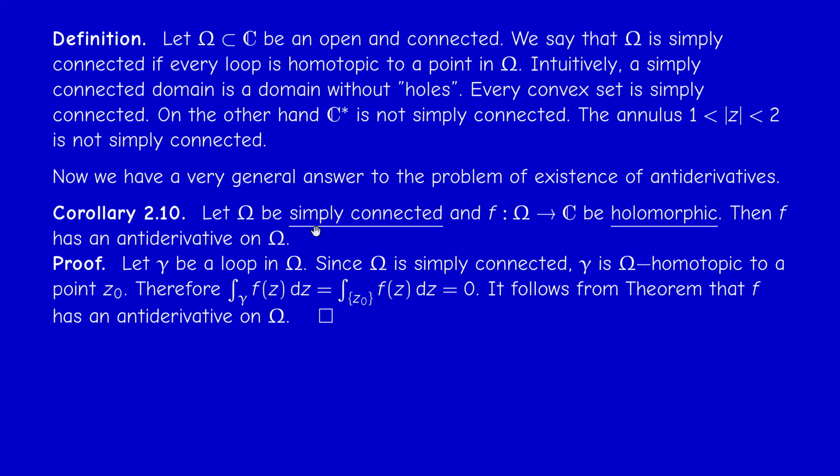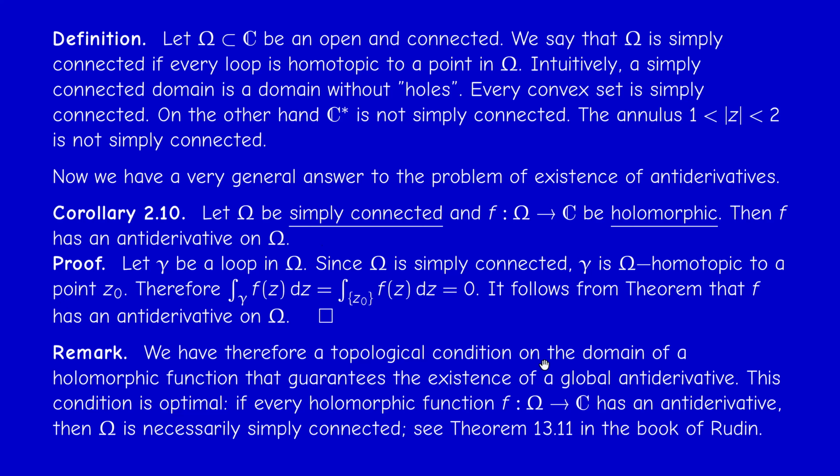In some sense, this is an optimal result. Why? Because there is a difficult converse to this. You can find this result in the book of Rudin, theorem 13.11. If every holomorphic function on omega has an antiderivative, then omega is necessarily simply connected. So in some sense, this is the best topological condition that we can put on a domain in order to ensure that every holomorphic function has an antiderivative. So we see here how topology interacts with analysis to solve some difficult problems. This is one of the reasons why topology is important in analysis.